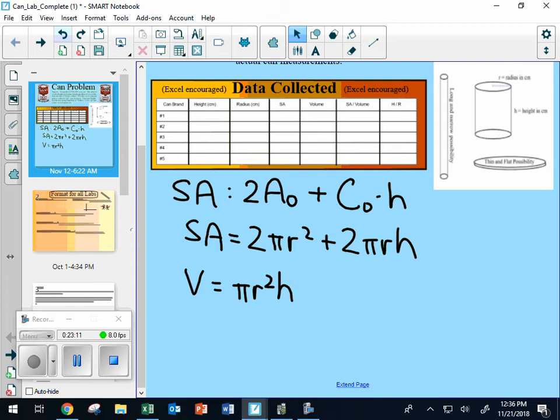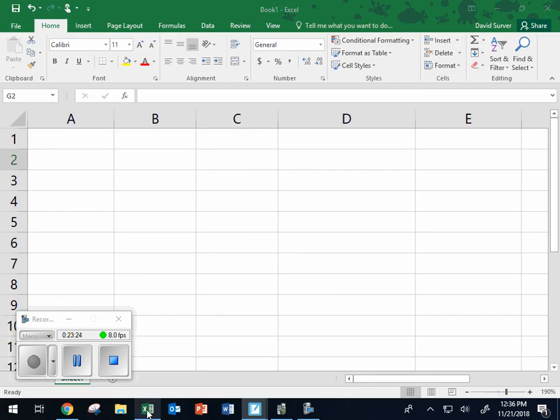So, right now, I would like you, once you have written down these two equations, the surface area and the volume, to either get onto Excel or to get onto Google Sheets, whichever one you downloaded. I will be using Excel, but you may use either of those, and it should work the same.